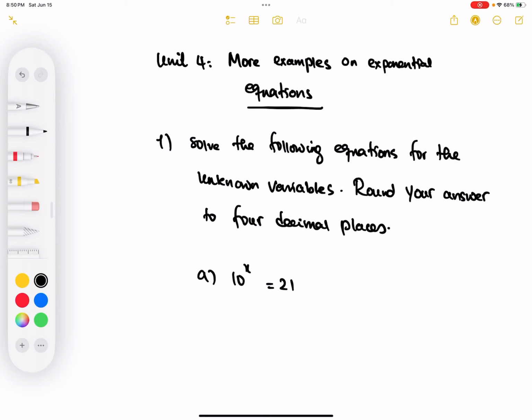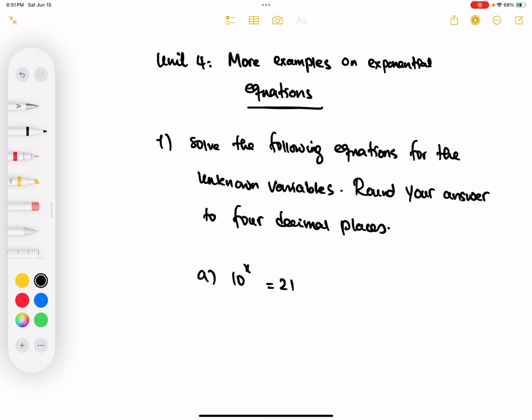All right, let's see more examples on exponential equations. In the previous one, the same base was given on the left side and right side, so you can solve it using the property that if the bases are the same, you play with the exponents.